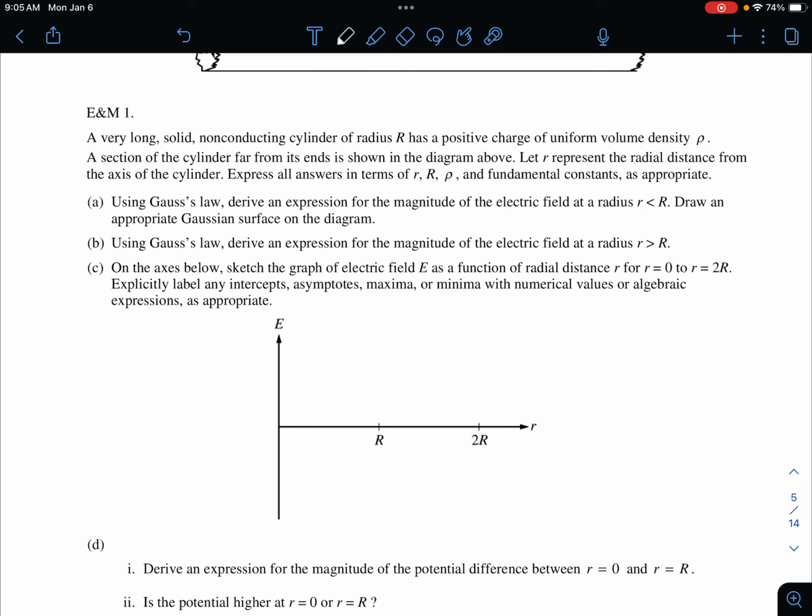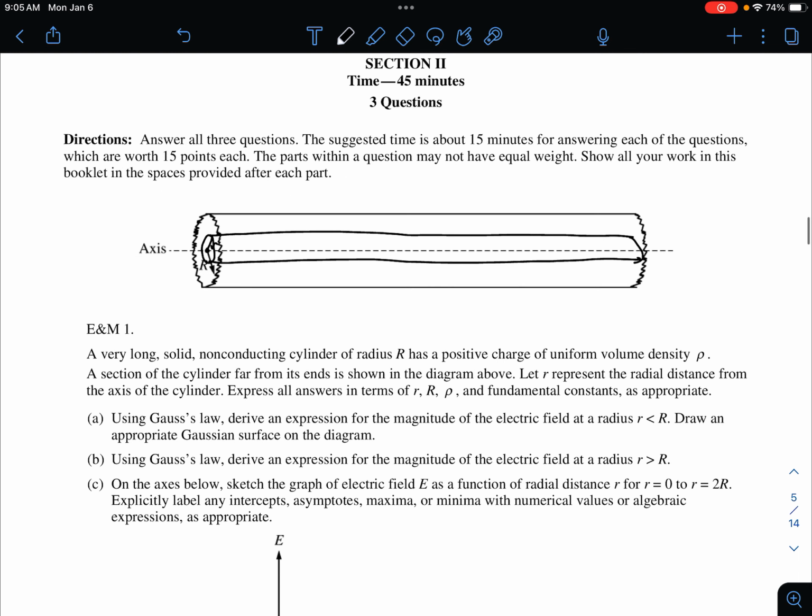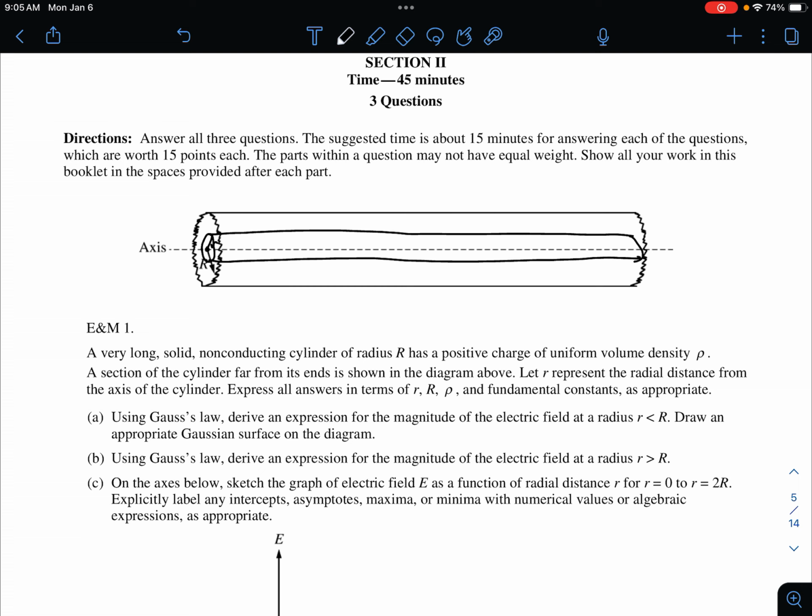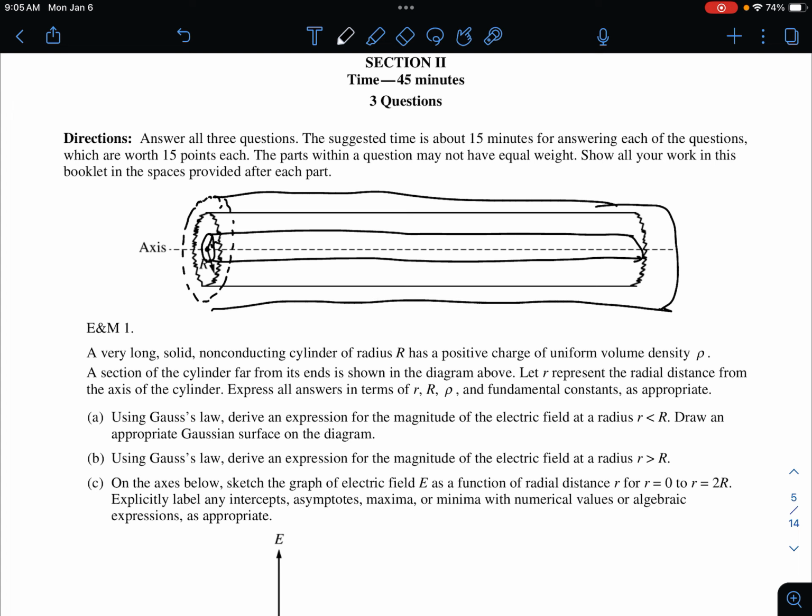Okay, so the next part of the question asks, using Gauss's law, derive an expression for the magnitude of the electric field at a radius r greater than R. So we don't have to draw, and I probably wouldn't draw it in the actual exam, because it might throw them off. But if I think about when the radial distance is greater than the actual radius, it's going to be something like this, right?